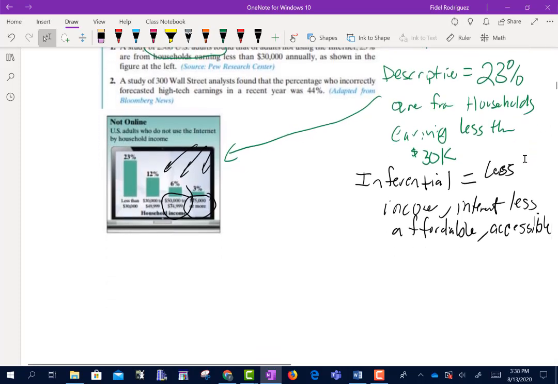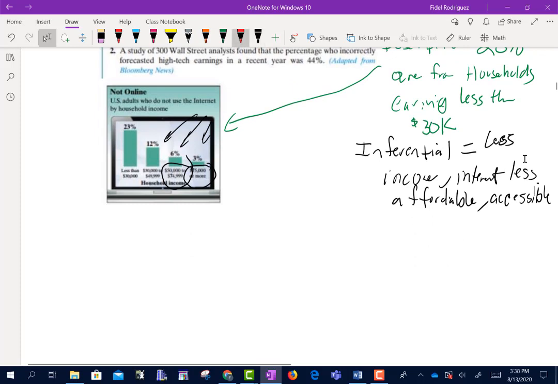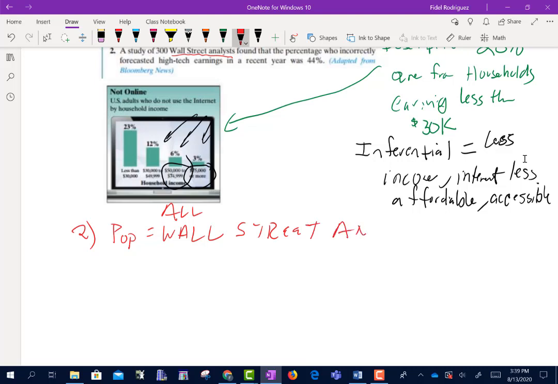So now let's do the same thing for number 2. Let me get my pen ready. Number 2. A study of 300 Wall Street analysts found the percentage who incorrectly forecasted high-tech earnings in a recent year was 44%. So who are they talking about? Wall Street analysts. That's going to be my population. I should say all Wall Street analysts, because that's going to be the key word in population.